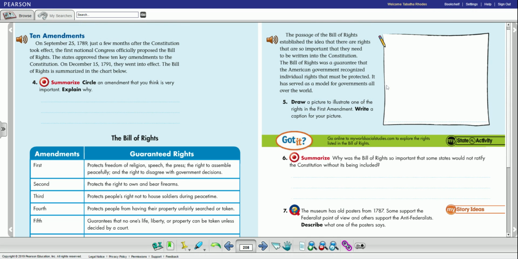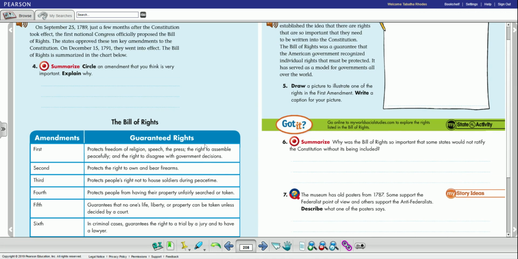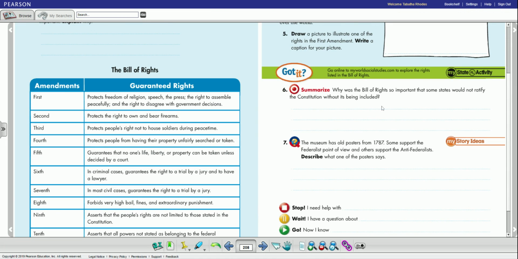All right, for number 5, draw a picture to illustrate one of the rights in the First Amendment. So make sure you go back over and look and see what is under the First Amendment. All right, for number 6, you need to answer why you think the Bill of Rights is so important. As you'll read and you'll learn, a lot of states said we will not ratify the Constitution without a Bill of Rights. So why do you think they did that? Why was it so important to make sure that these certain things were protected?